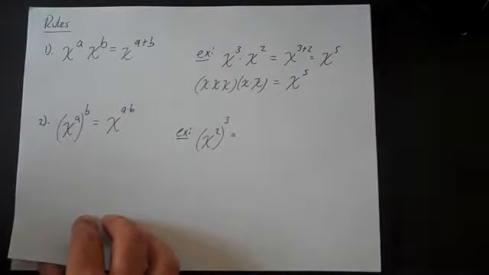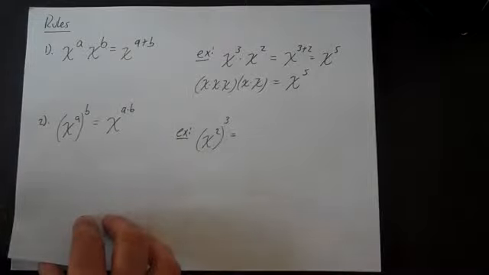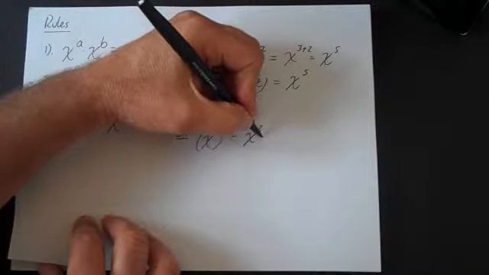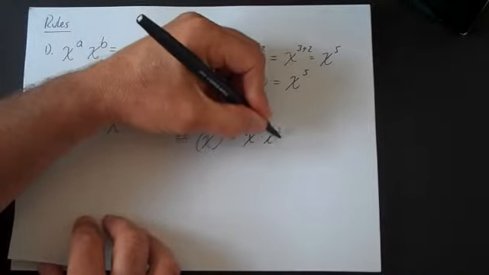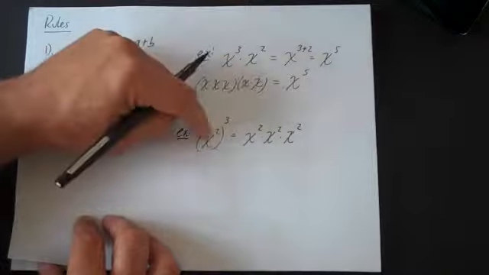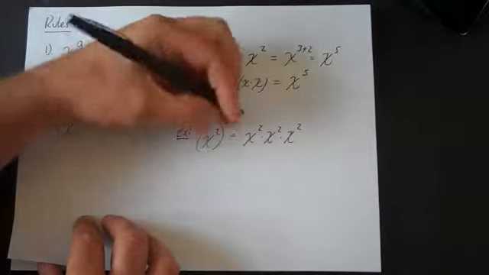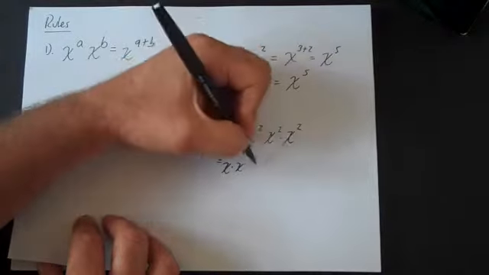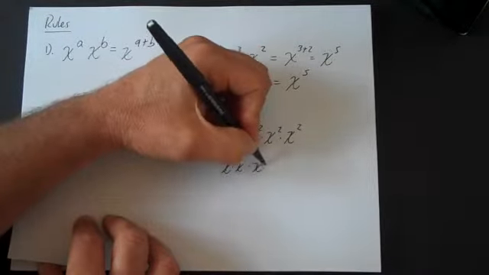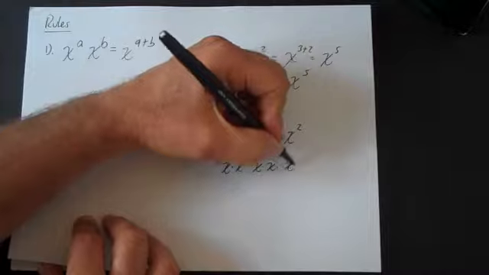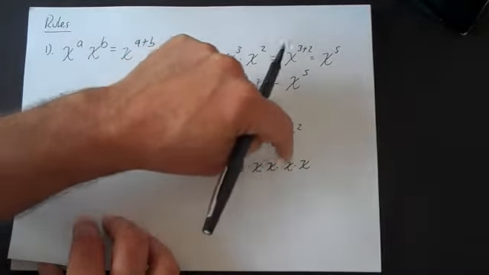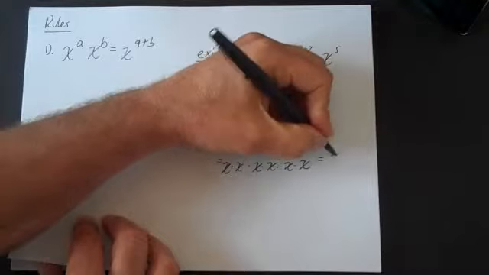Now, what does raising to a power of 3 mean? That means take something and multiply it by itself and then multiply it by itself again. So this is going to be x squared times x squared times x squared. That's what x to the cube means. What is x squared? x times x. So it's literally x times x times x times x times x times x. And that is just x to the 6th.